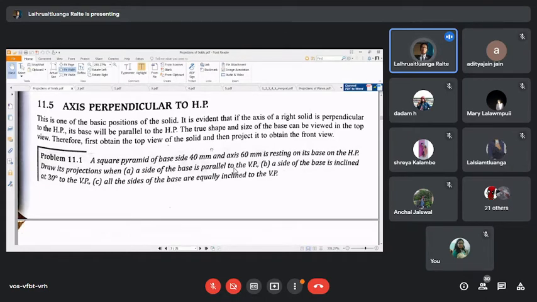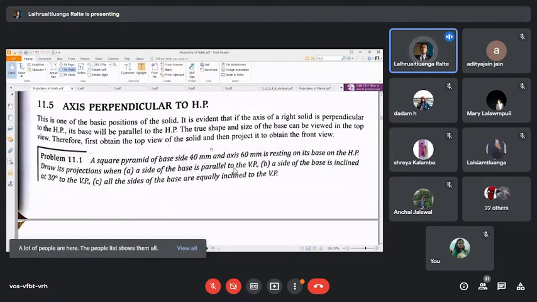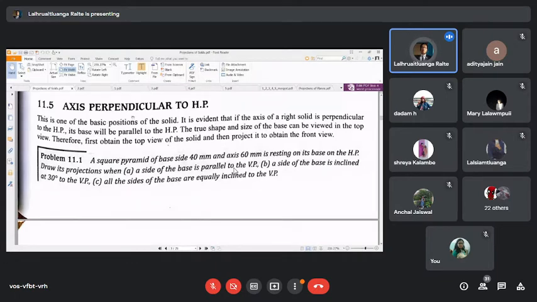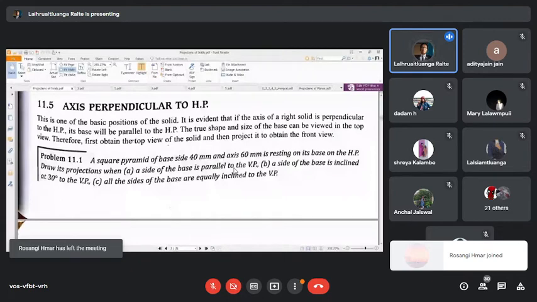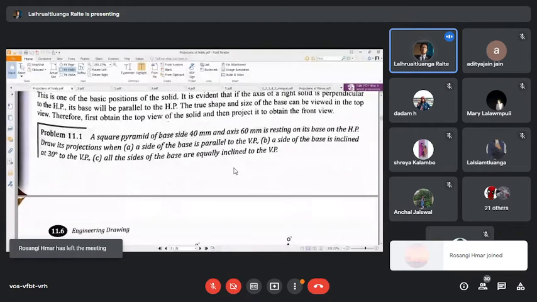To VP, then it is going to be perpendicular to HP. If it is parallel to HP, it's going to be perpendicular to VP. So something like that. When an axis of a solid is perpendicular to HP, then the base is going to be parallel to HP. All right. So we'll have an example straight away.